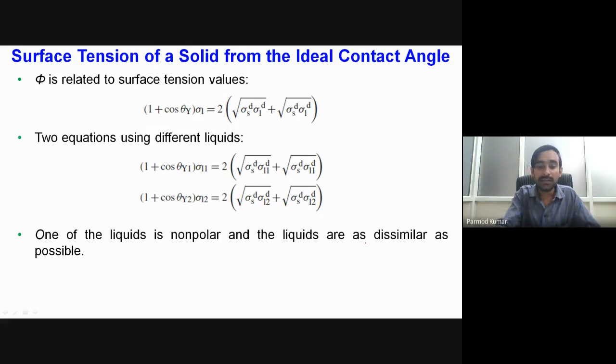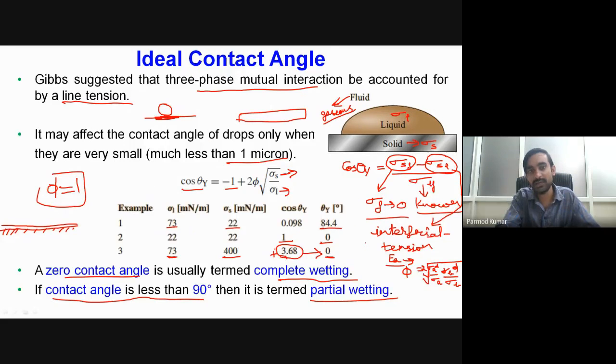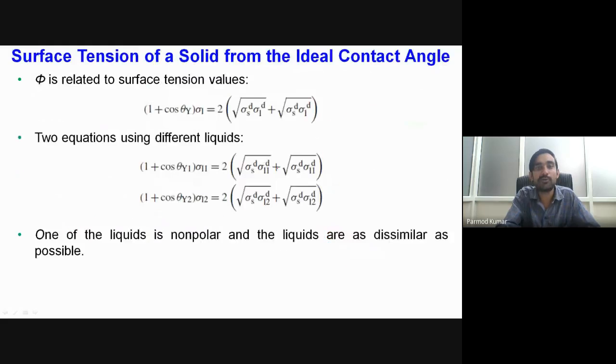So we have seen the different situations, but it is still not clear how to determine the value of the surface tension of the solid, because we have not studied any method yet to find it. In this equation, even if the value of phi is known, we have two unknowns, contact angle and sigma. So let us now try to see how to determine it.